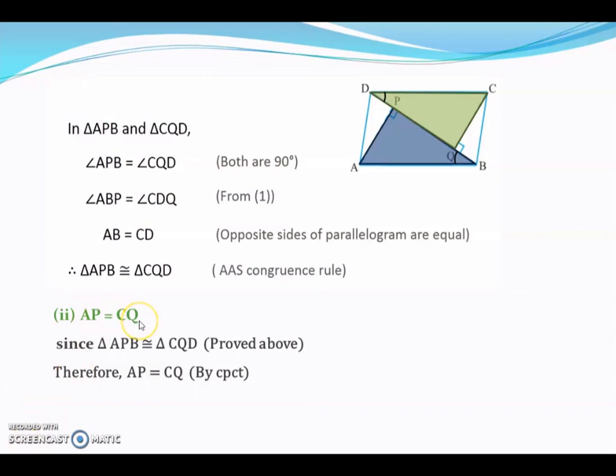Now the second part is to prove AP and CQ are equal. So once you have proved the above triangles are congruent, you can prove AP and CQ equal by CPCT because they are sides of the same triangle.